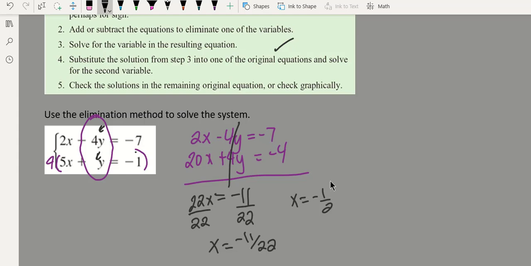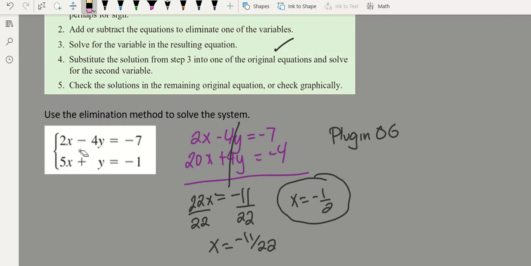Now we take this number, x equals -1/2, and plug it into the OG. Who's the OG? The OG is your original system. It does not matter which one you pick. You can pick this one or this one.